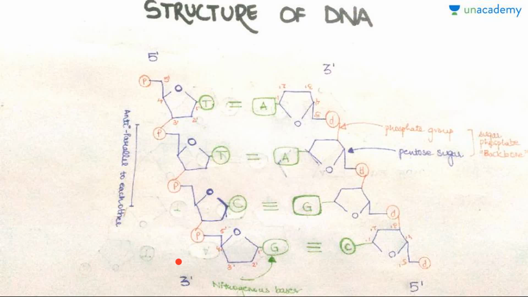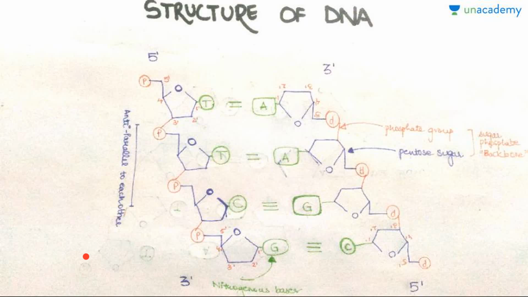Therefore, the polarity of this strand is 5' to 3'. On the opposite side, on one side the 3' end is free, as well as on the other side the 5' end is free. Therefore, the polarity of this strand is 3' to 5'. And thus we say that both the strands are anti-parallel to each other. If one strand is 5' to 3', the other strand will be 3' to 5'.